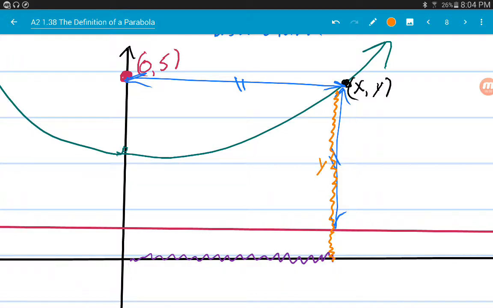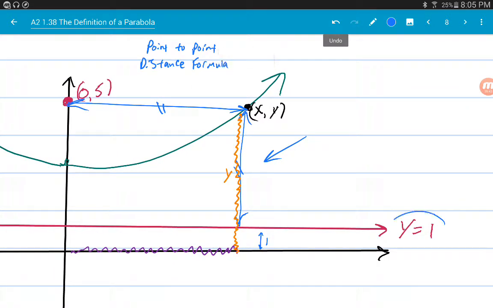Okay, so this line, the orange line, would be y. But wait, I need the equation of the blue line, because that's the line from the point to the directrix. The blue line is shorter. So it's not going to be over and up y. It's not going to be up y, because y would be too long. So the blue line is shorter by how many units? This space in here is 1. Right? Because that's the line, y equals 1. So this line is not going to be y, it's shorter. Shorter by how much? Shorter by 1.